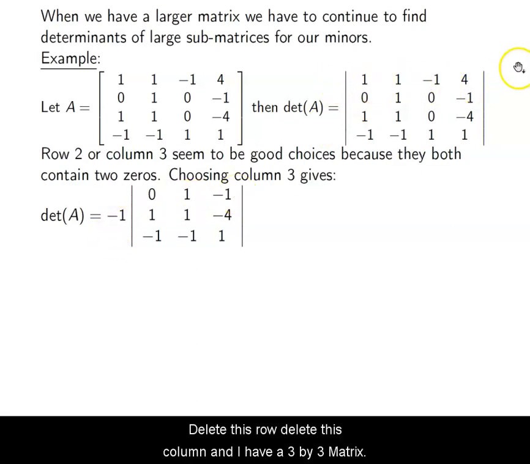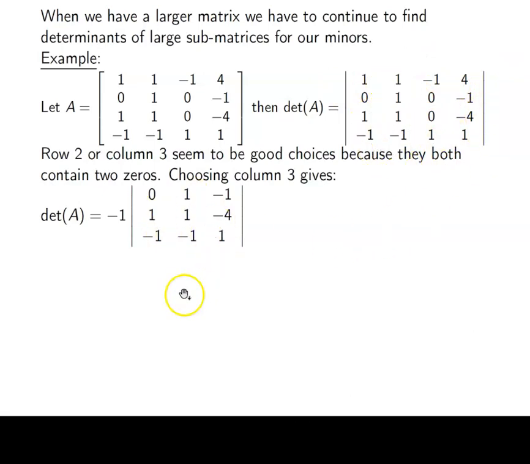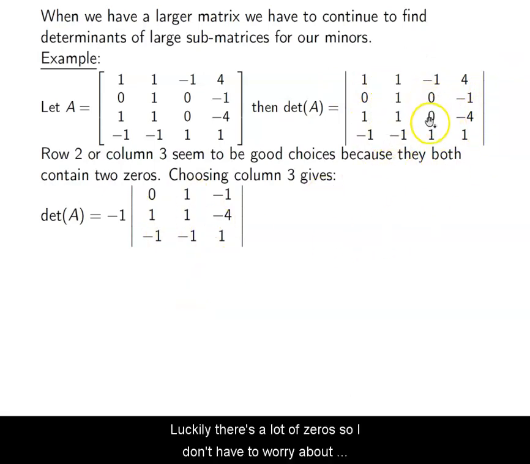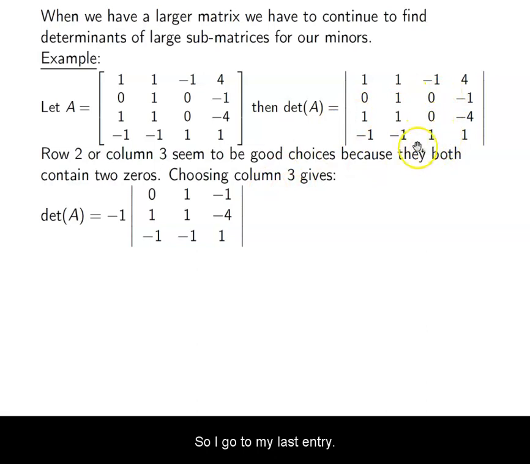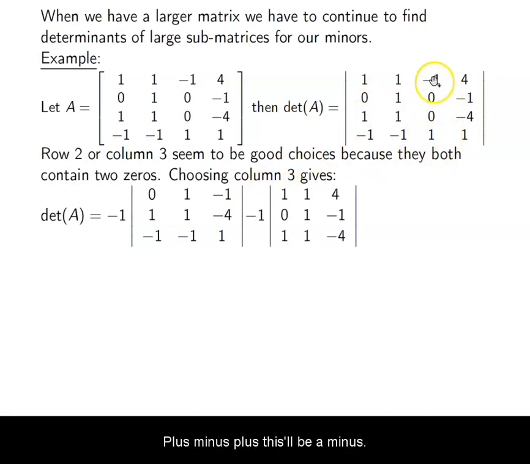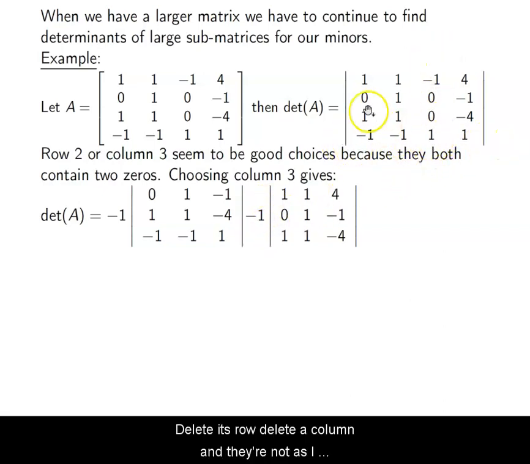Delete this row, delete this column, and I have a 3 by 3 matrix left. Okay. Luckily, there's a lot of zeros, so I don't have to worry about what happens here, because no matter what I get, it goes to 0. So I go to my last entry, so plus, minus, plus, this will be a minus, that's why you see a -1. Delete its row, delete its column, and then notice I have a 3 by 3 submatrix.